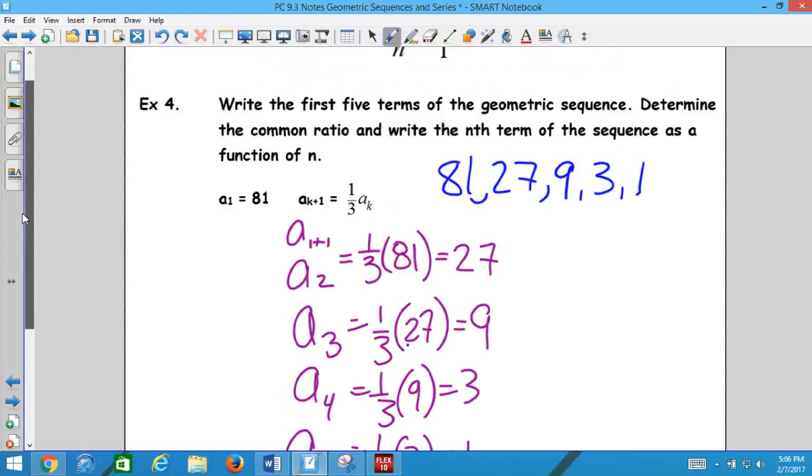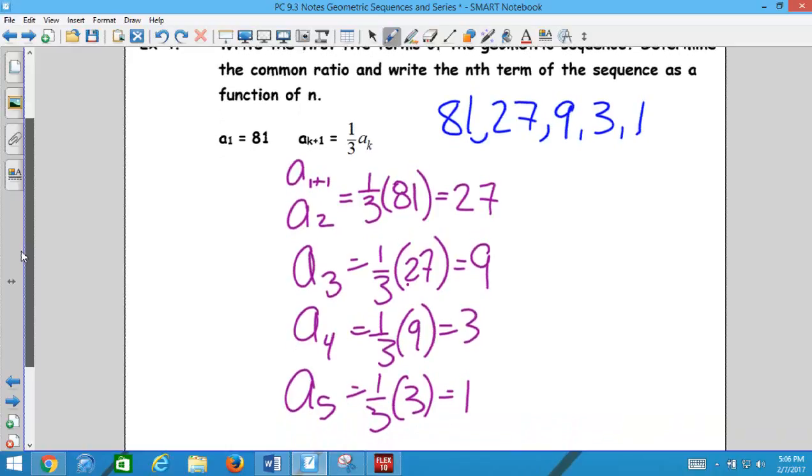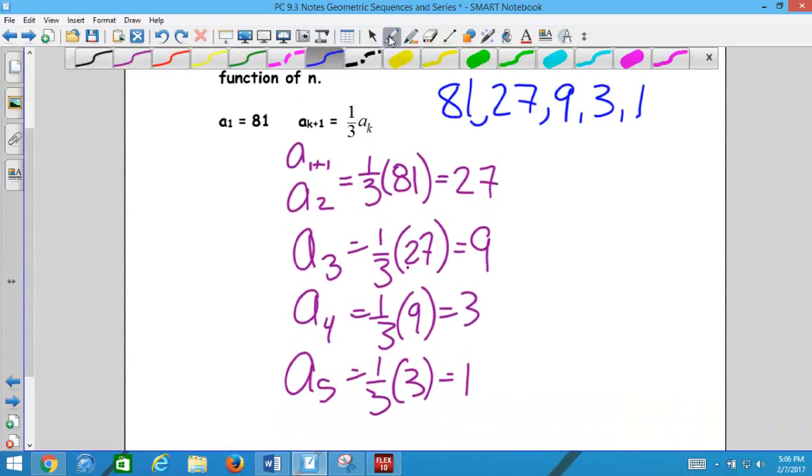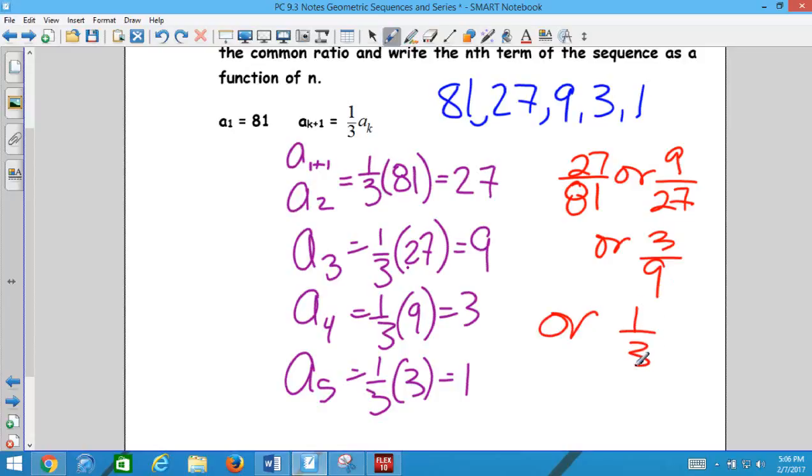And it says we need to determine the common ratio and write the nth term of the sequence as a function of n. So to find the common ratio, we're going to take the second term and divide it by the first term. Or we could do the third term and divide it by the second term. Or we could do the fourth one and divide it by the third one. And so on. And we can see that our ratio is the third, regardless of what you chose to do.